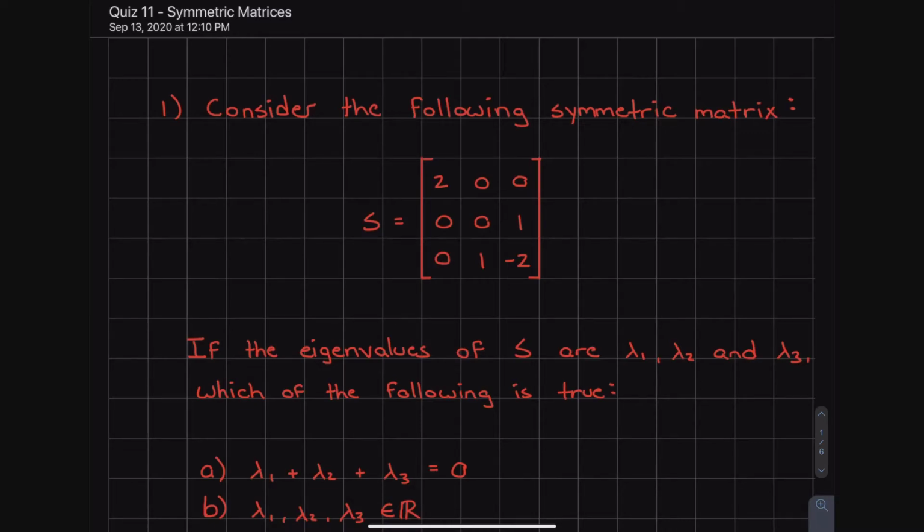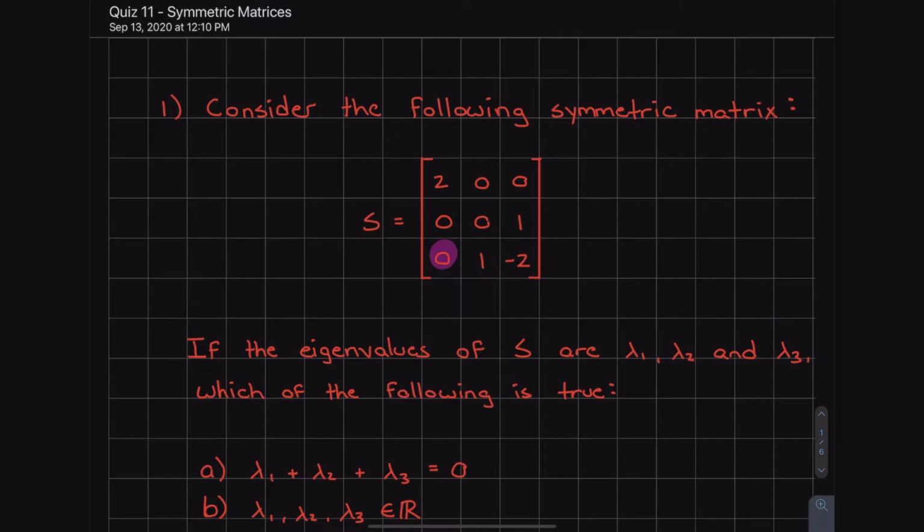So let's take a look at question number 1, which says, consider the following symmetric matrix. So we have a matrix S, which is 2, 0, 0, 0, 0, 1, and 0, 1, negative 2. And we know it's symmetric because the value right here, which should be S32, is equal to S23. And of course, the other ones are also symmetric because 0 is equal to 0 and 0 is equal to 0.